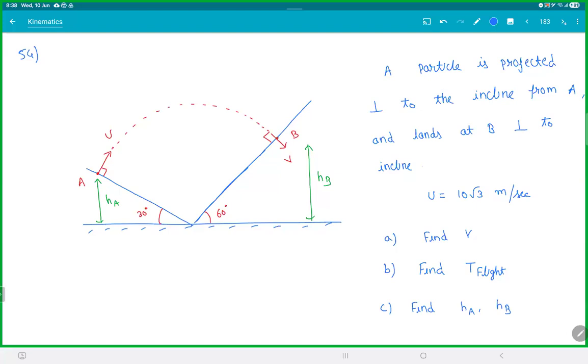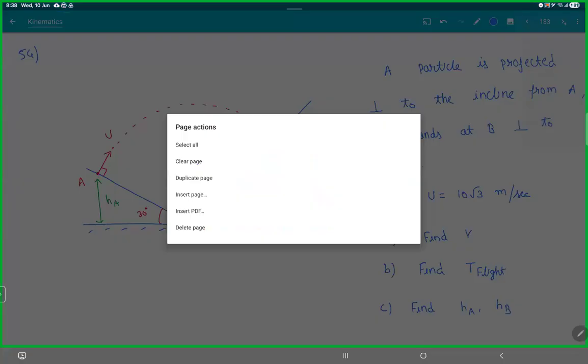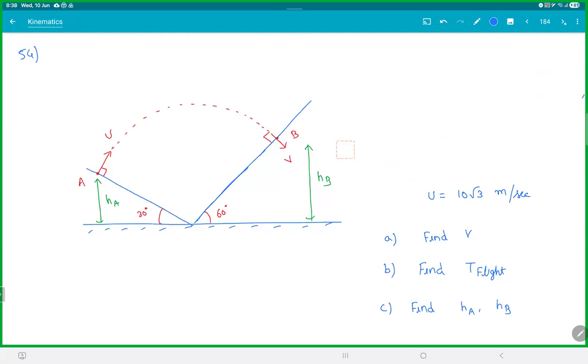Yeah. Yeah, got the time right. Yukti, time is right. Okay, let's see the first part. How to find the speed.